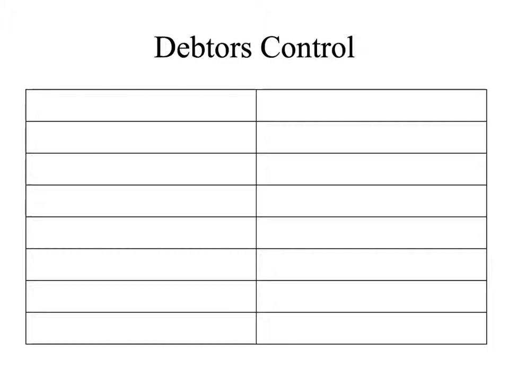Debtors control is an asset account, okay? So because it's an asset account, the side that it increases on is the debit side. So opening balance will always go on the debit side. I'm just going to put X's in today to make life easier.